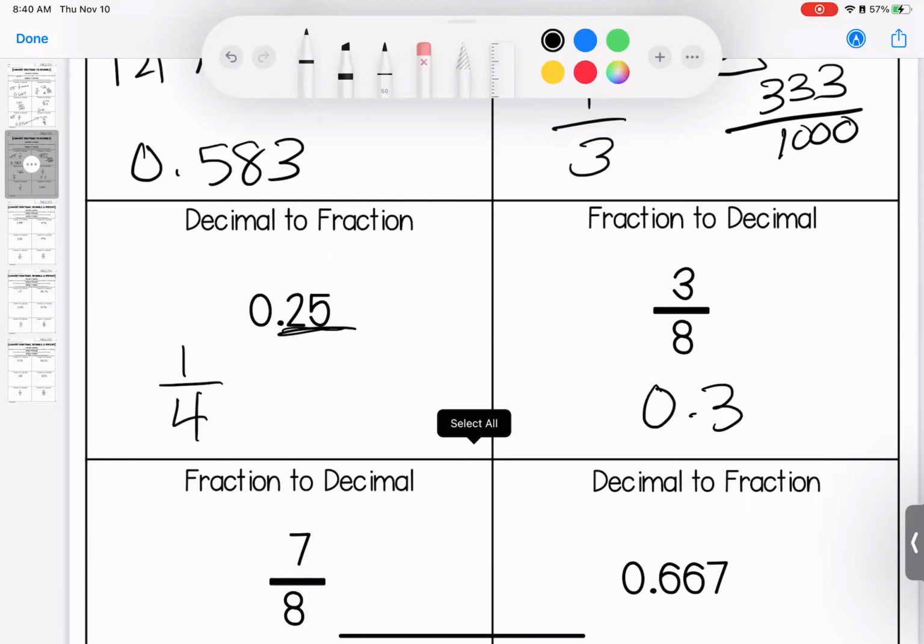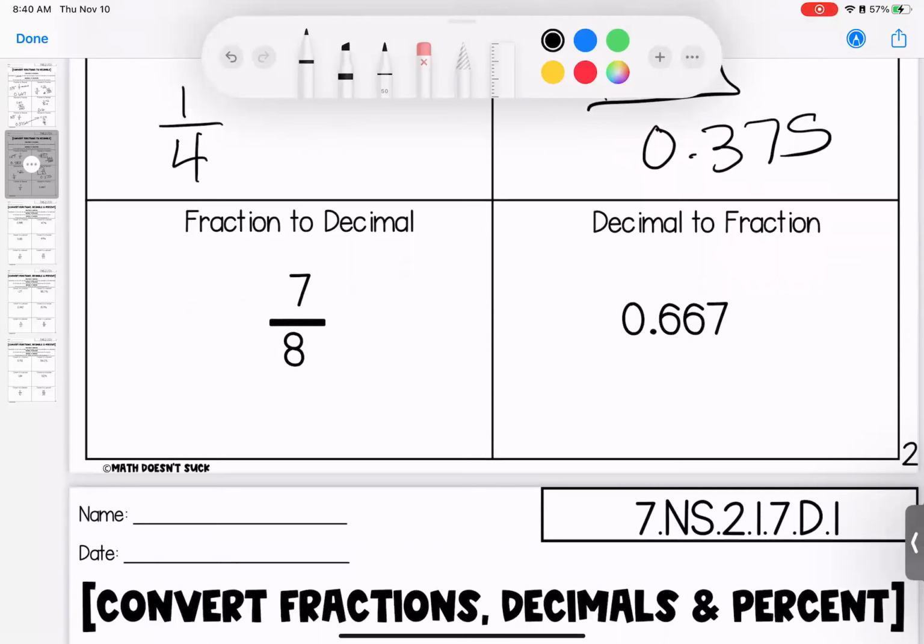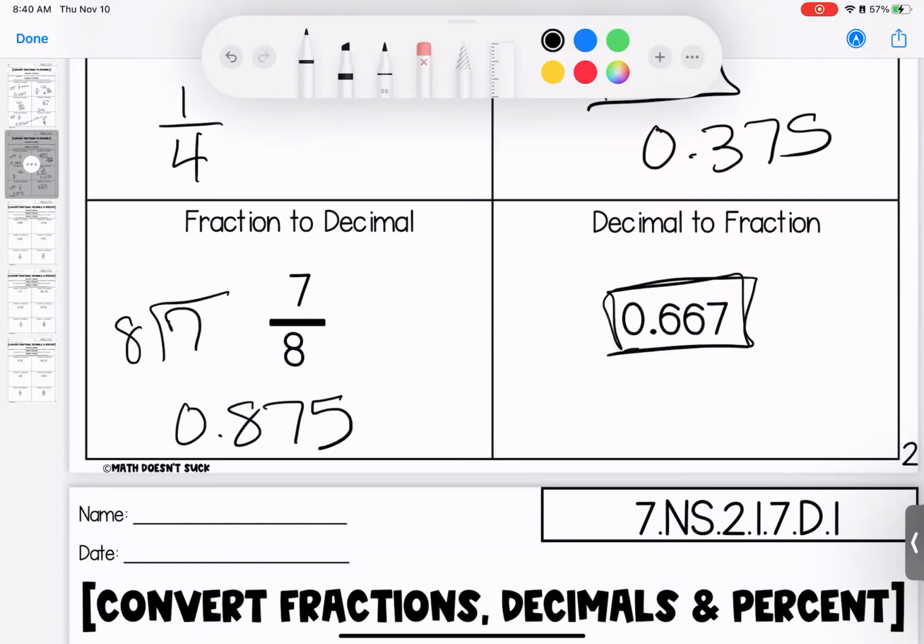3/8. This is one that needs to be in your head. This is a benchmark fraction. That's why it's going to pop up a lot. Eighths, sevenths, eighths, thirds, fourths, and fifths should start to be common knowledge. 7/8, we have to divide out. 7 over 8, we get 875 thousandths. And this one, again, this is in the land of thirds. This should start to be familiar.